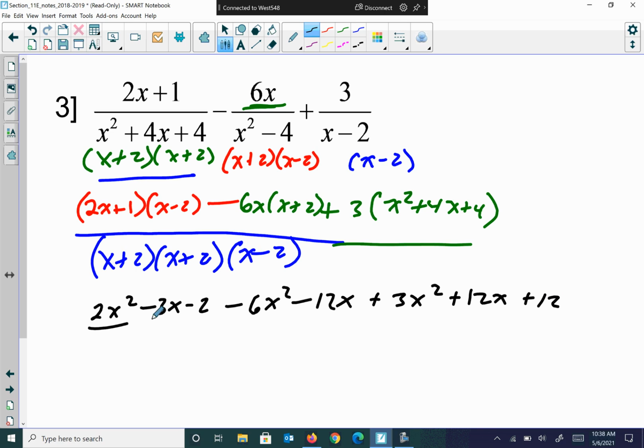All right. Those are like terms. That gives me negative x squared. This and this and this are like terms. Well, those cancel out, so I get minus 3x plus 10. Is that right?